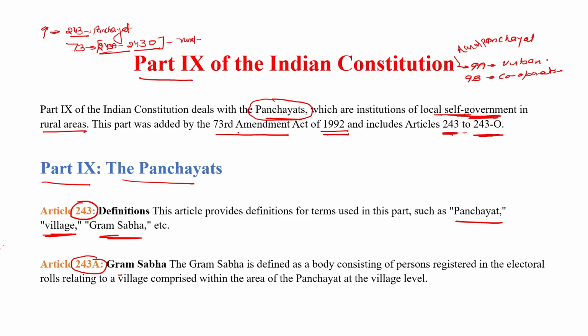243A especially explains Gram Sabha. The Gram Sabha is defined as a body consisting of persons registered in the electoral roll relating to a village comprised within the area of Panchayat at the village level. Article 243A explains what Gram Sabha is, and in this article, Gram Sabha is defined as a body which consists of persons registered in the election roll at the village level. Clear?